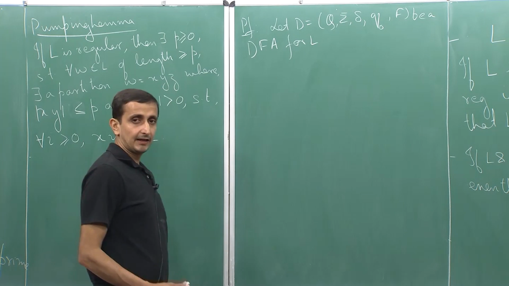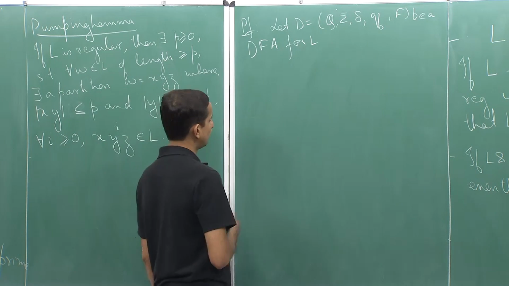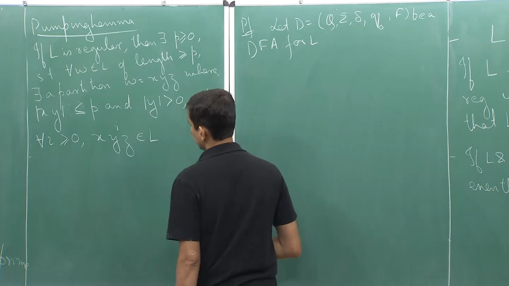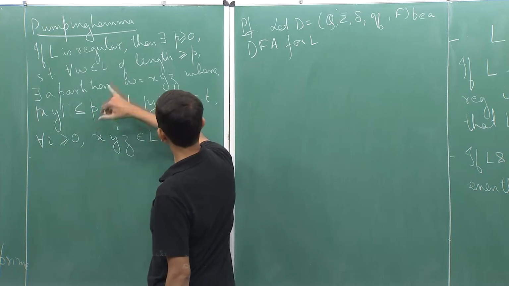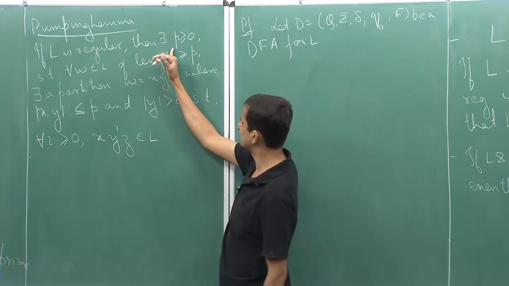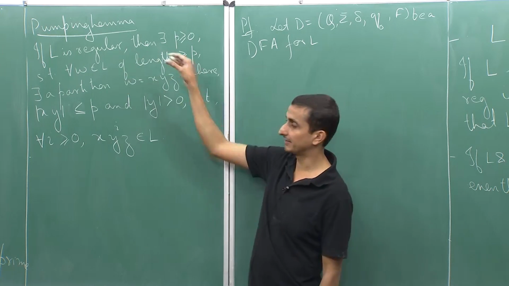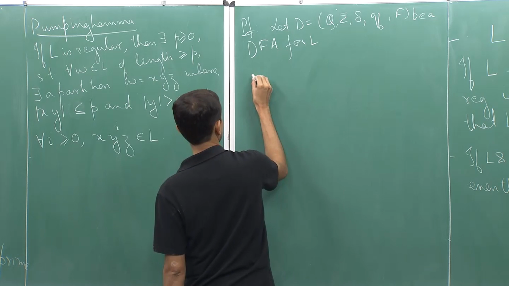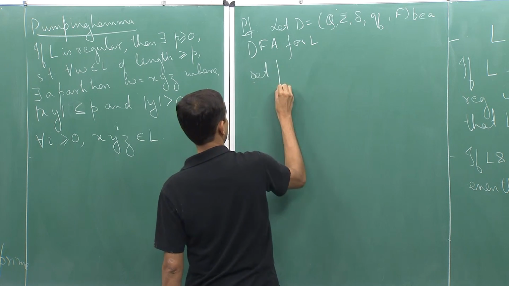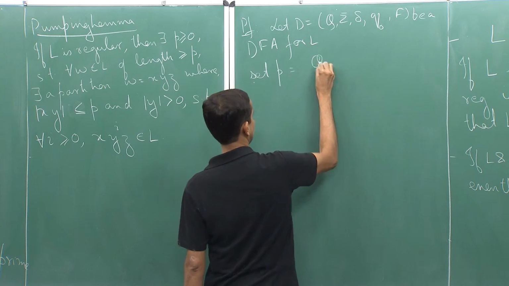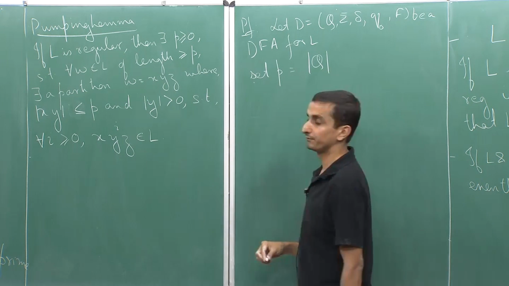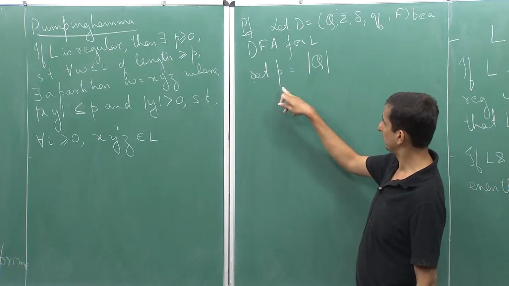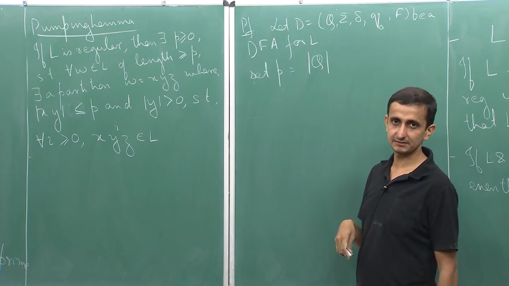So, now what can we say about the DFA? Let us try to understand. First, we need to show that there exists p. If L is regular, there exists p. So, we set p as the number of states in the DFA. In this DFA, we will set p to be the number of states.